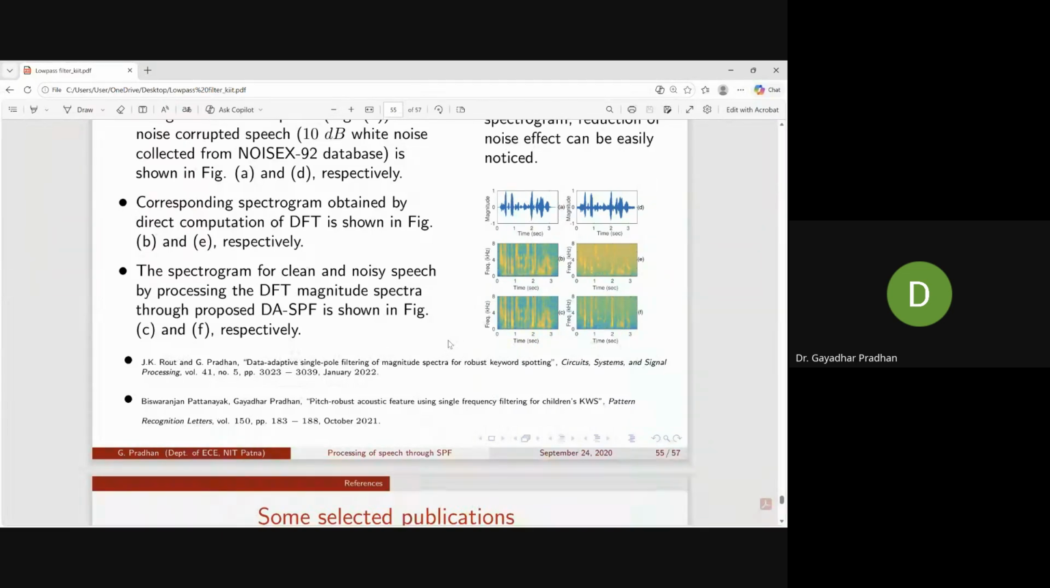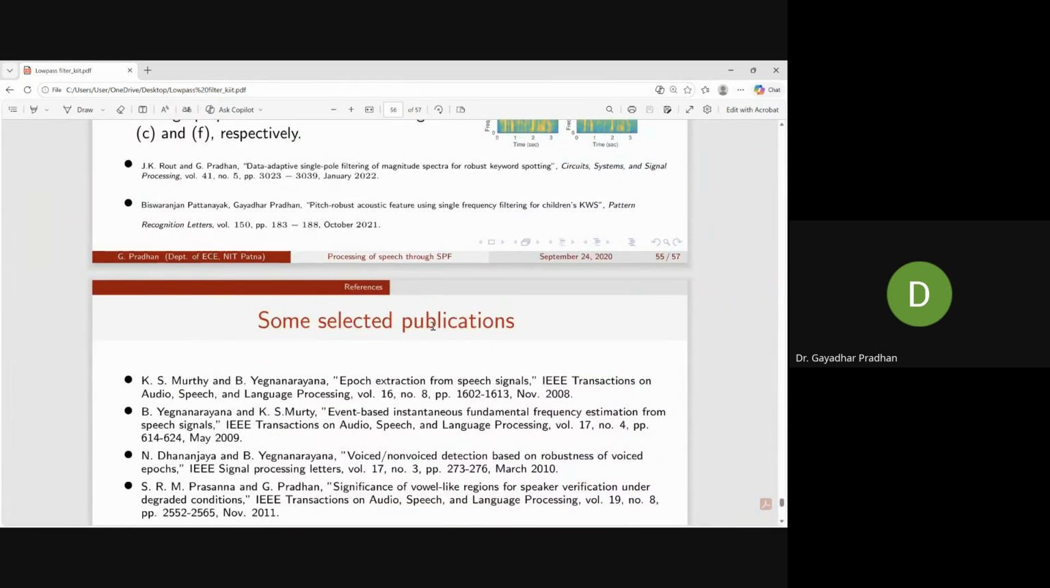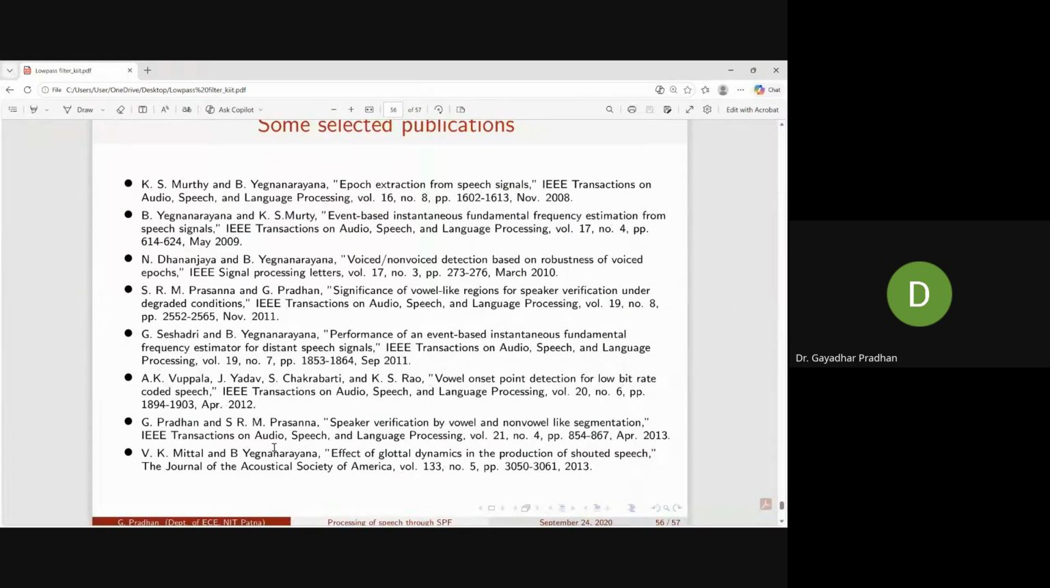We have done many works on this, designing this filter and so on. Around 10-20 papers we have published. You can see this is a very fundamental third semester thing. Some related publications are listed. Most of the work is done by Professor Yegananda and our group.